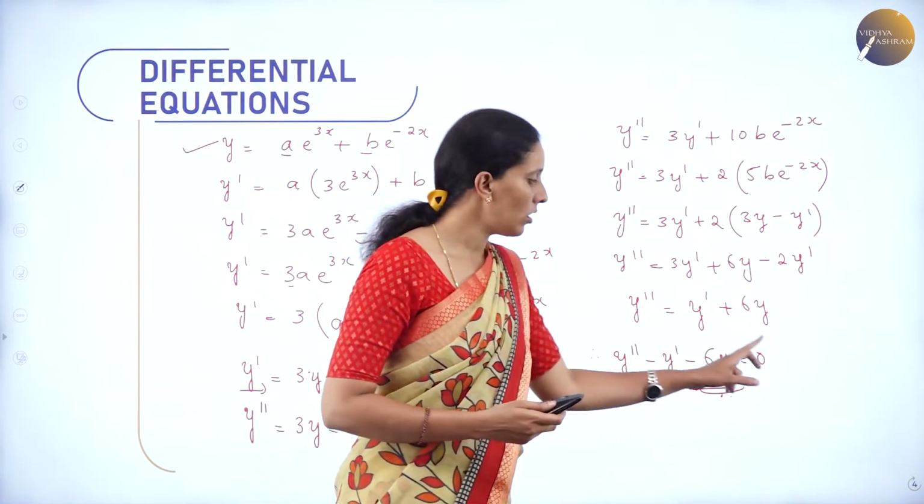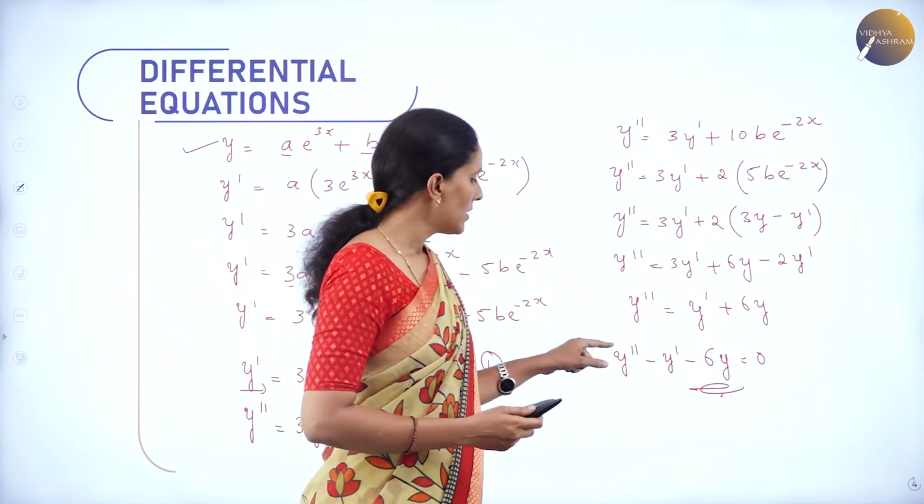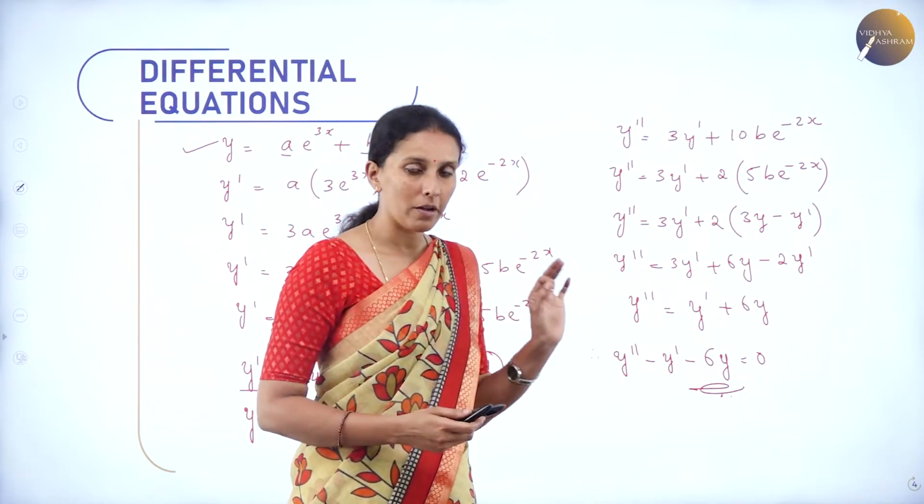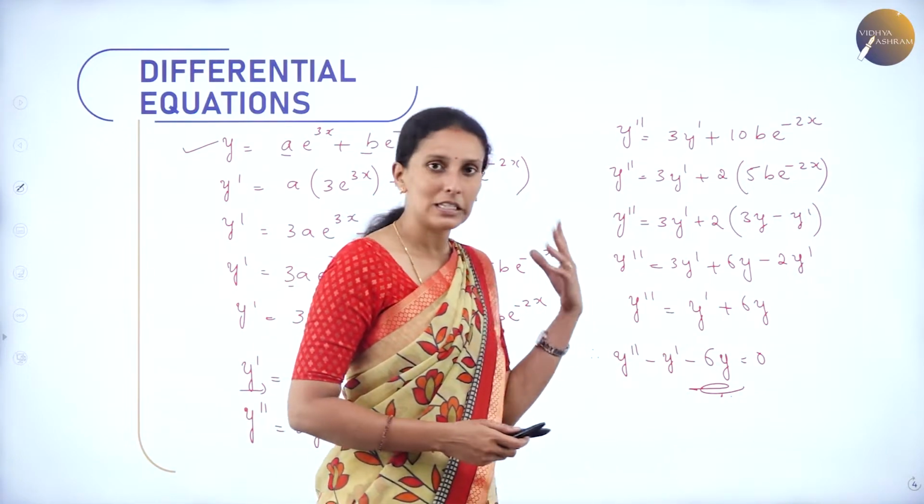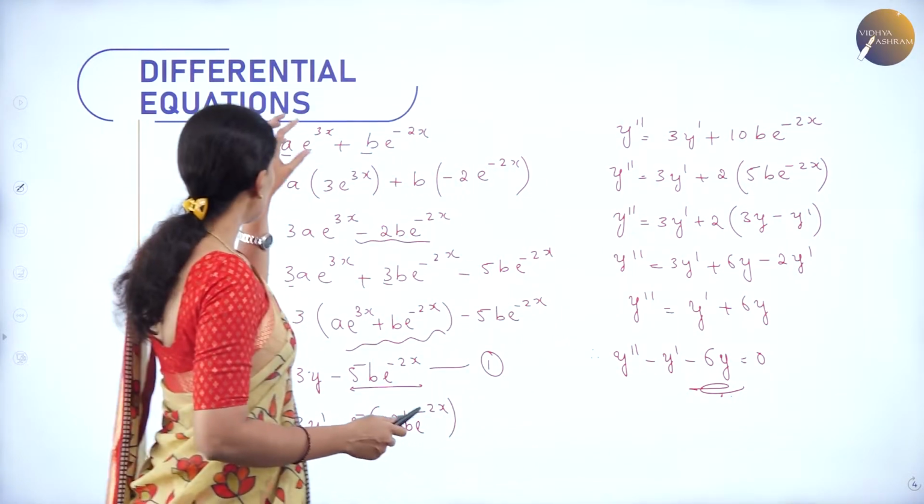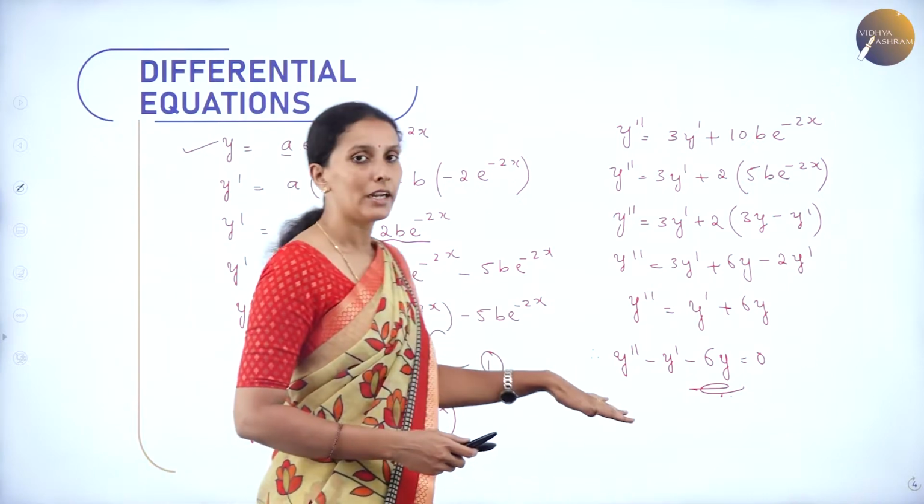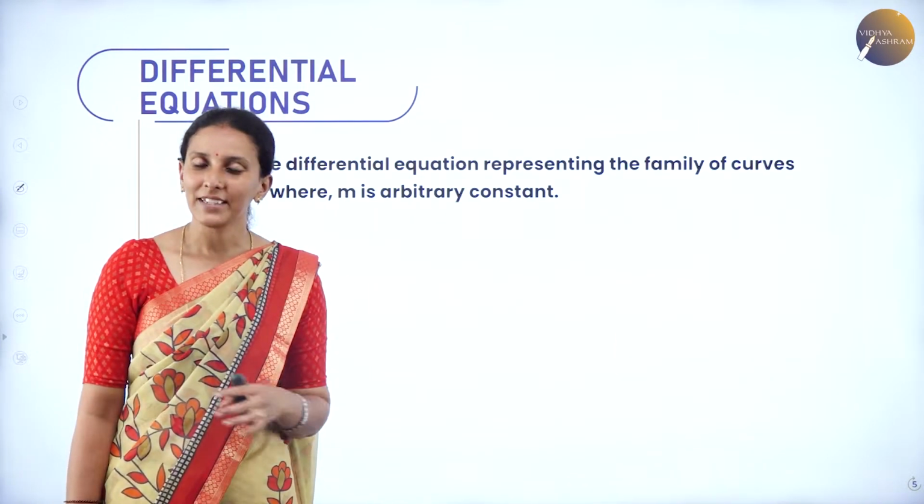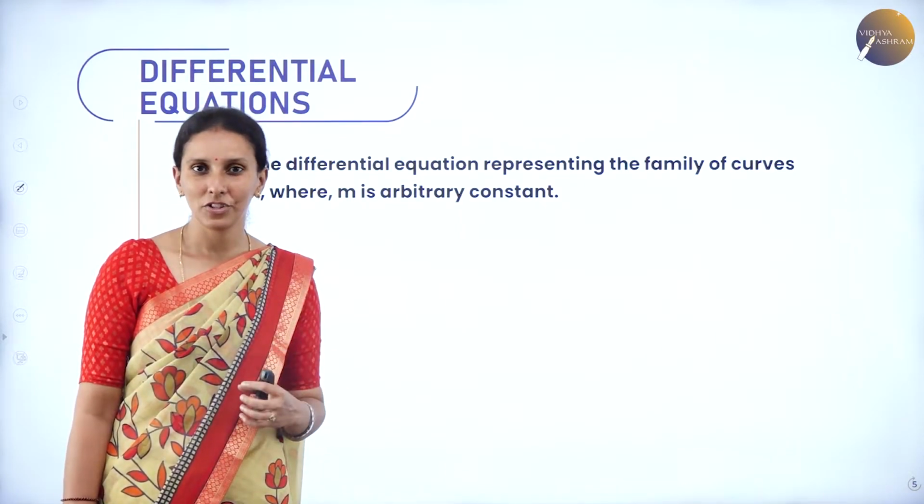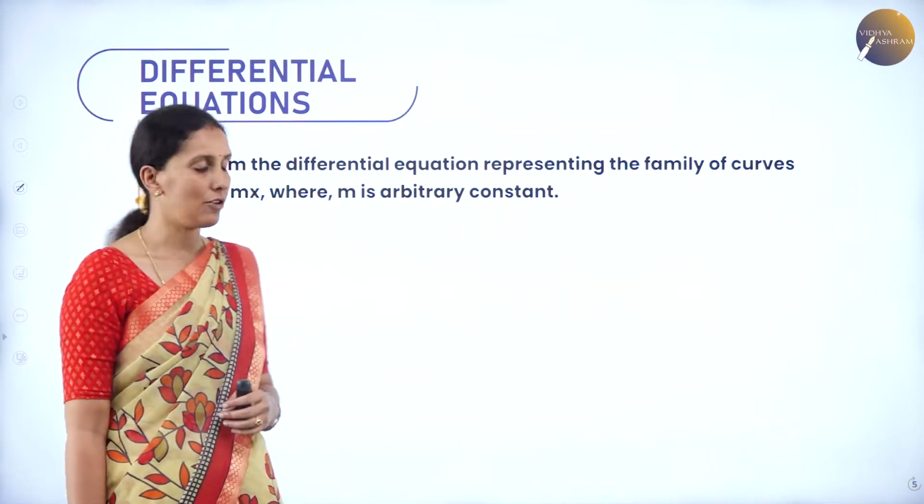See here, it is all in the polynomial form. So y double dash means d square y by dx square. Y dash is nothing but dy by dx, and y is the given function. Thus the solution can be expressed in terms of a differential equation. Now let's form the differential equations of a given general solution.